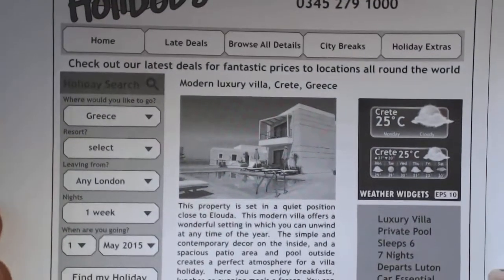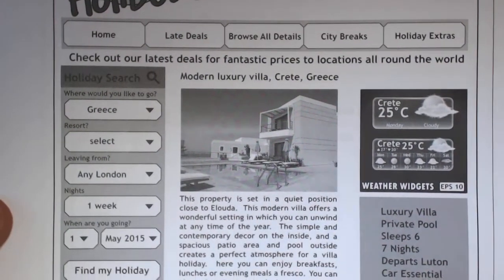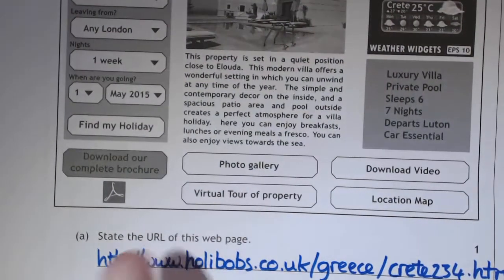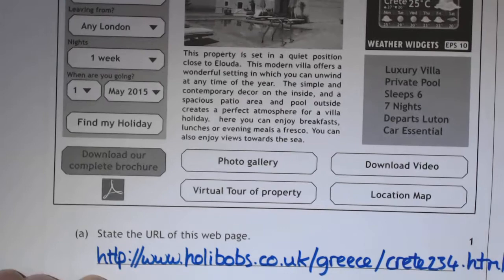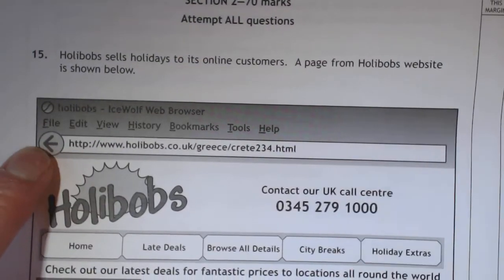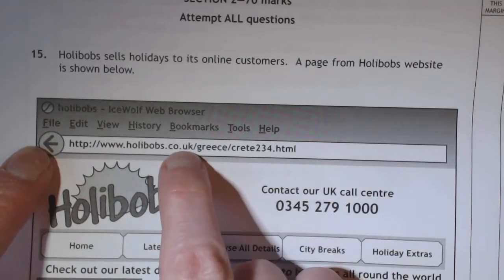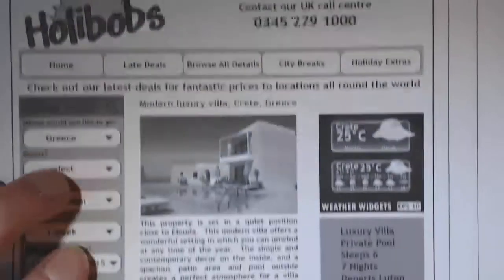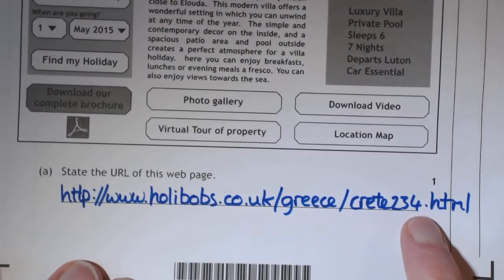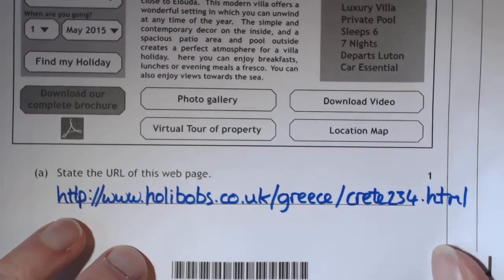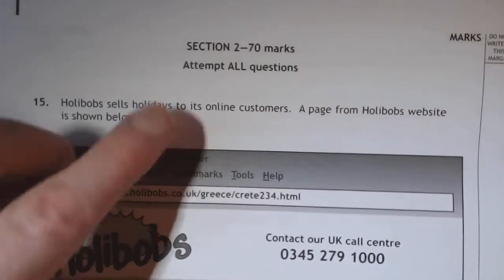hollybobs.co.uk. Well, this one's about holidays, pictures of villas, different downloads, the wee weather widget. First question is what's the URL? This one you just want to make sure if they're asking that, just put the whole thing in. Don't start putting hollybobs.co.uk and then moving on to the next question. So that's the URL, and that's what you want to write down. Okay, so that's your first wee 1 mark question to start you. Remember section 2 is out of 70.